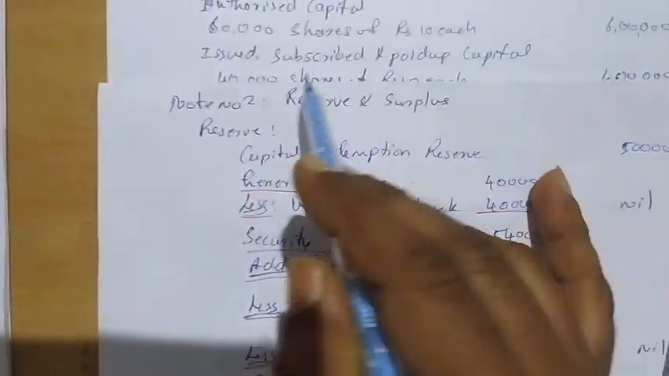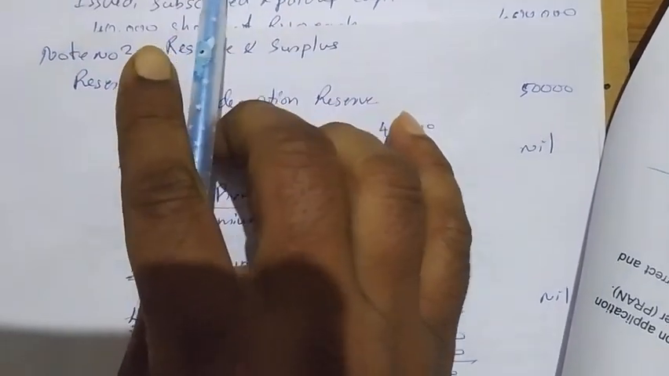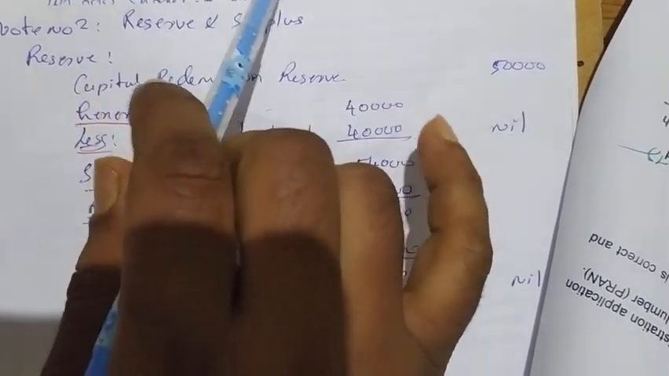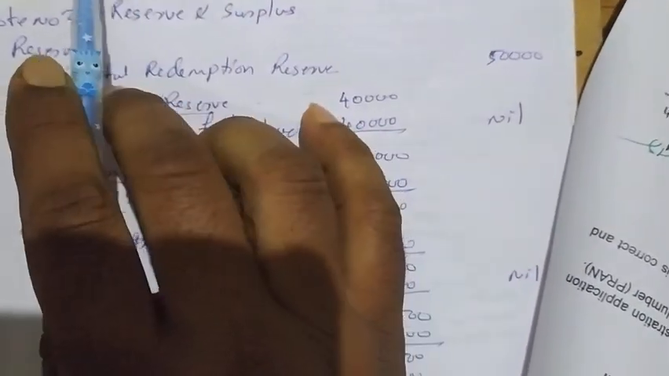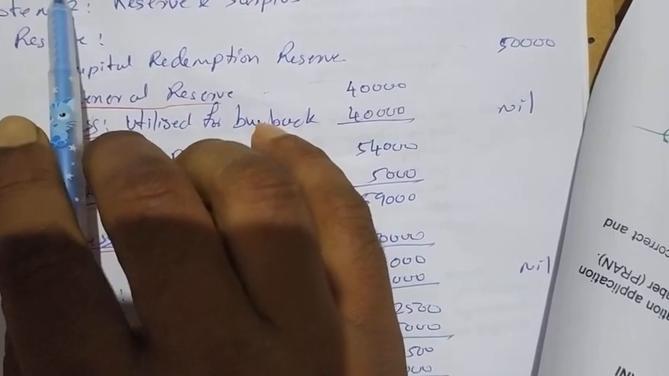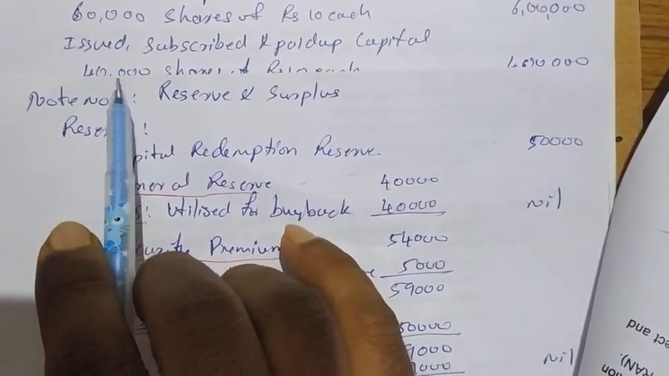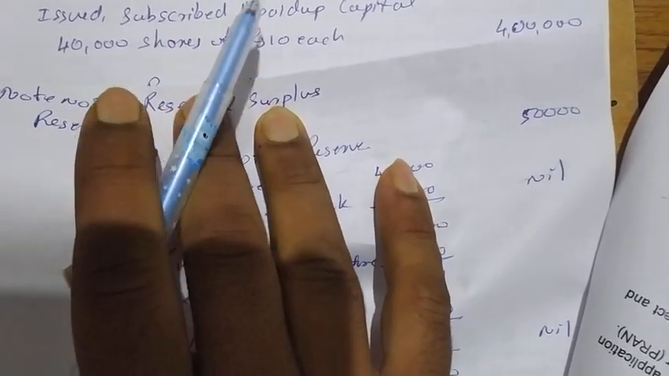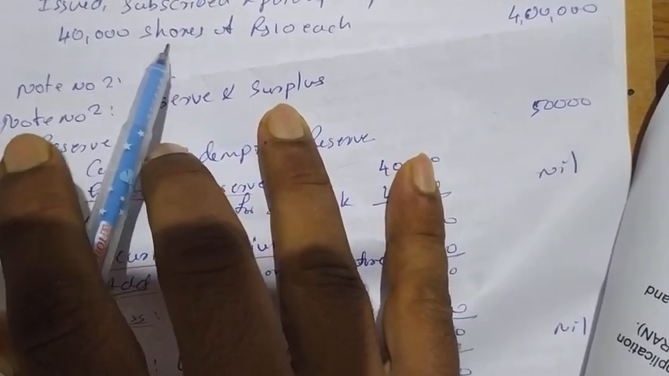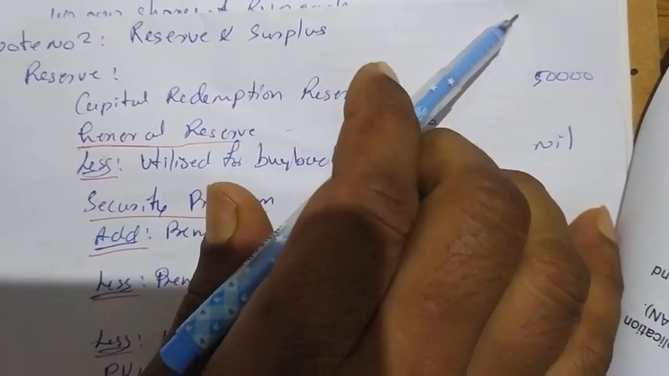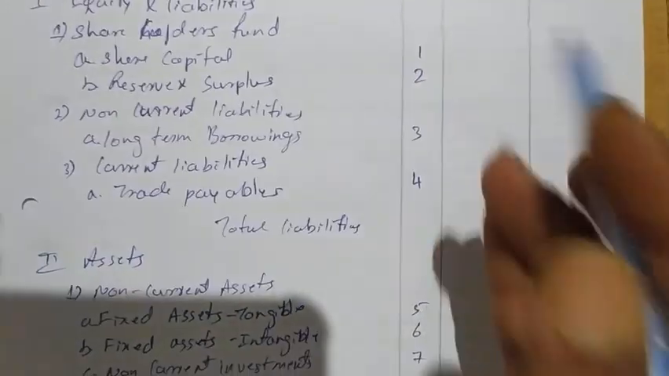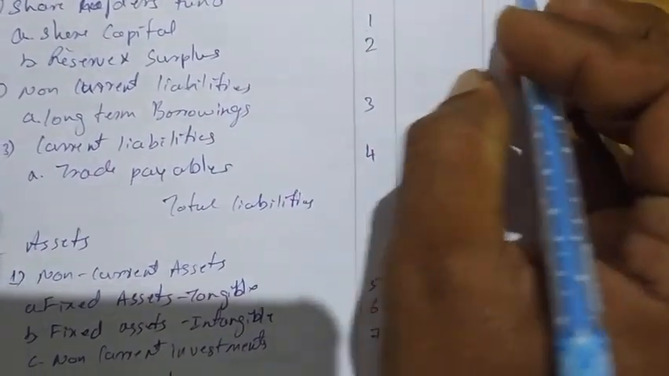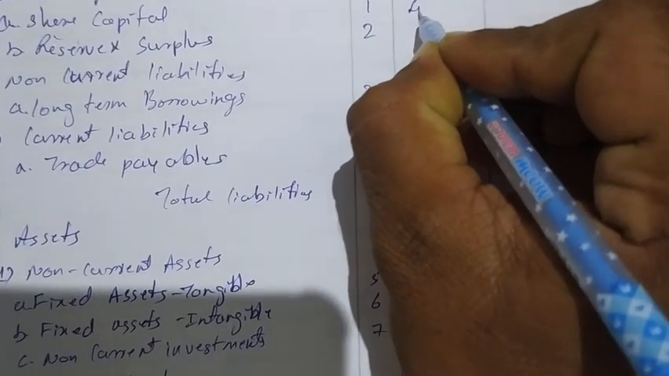So here, now note number 1, share capital. Authorized capital is still 60,000 shares of 10 rupees each only, but issued capital was 50,000, out of which we have purchased 10,000 shares. So now left with the company is 40,000 shares of rupees 10 each, total 4 lakh rupees. So in the balance sheet, first item, share capital, note number 1, amount 4 lakh rupees.